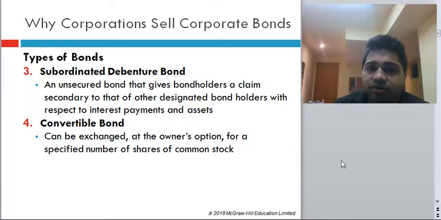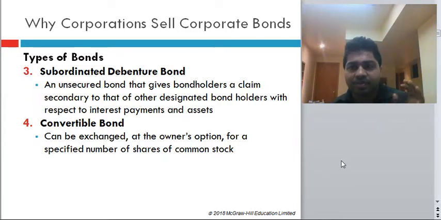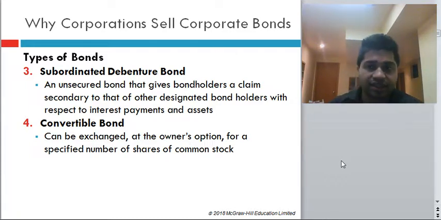Subordinate debenture bond. It is an unsecured bond that gives the bondholder a claim secondary to that of other designated bondholders with respect to interest payments and assets. Subordinate means they are paid last. First normal bondholders are paid interest, then if anything is left, subordinate bondholders are paid. So in terms of priority of paying interest, they are paid second to the normal bondholders, not last. The shareholders, through dividends, are generally paid last.